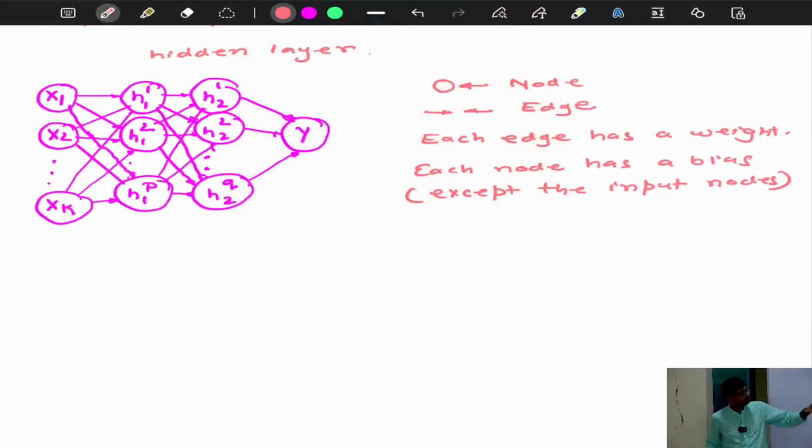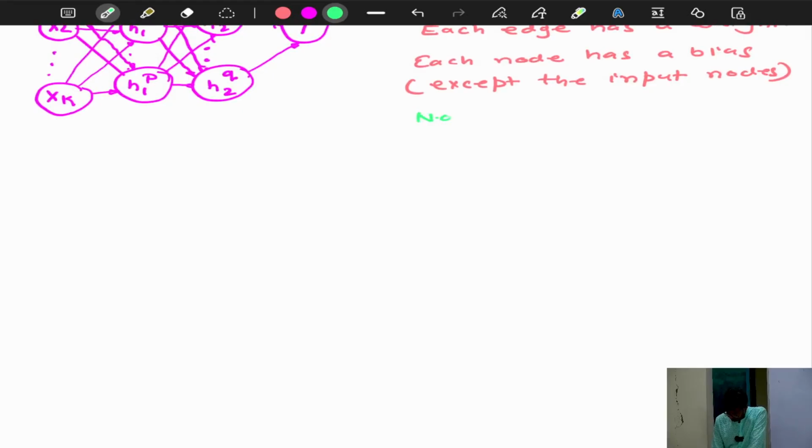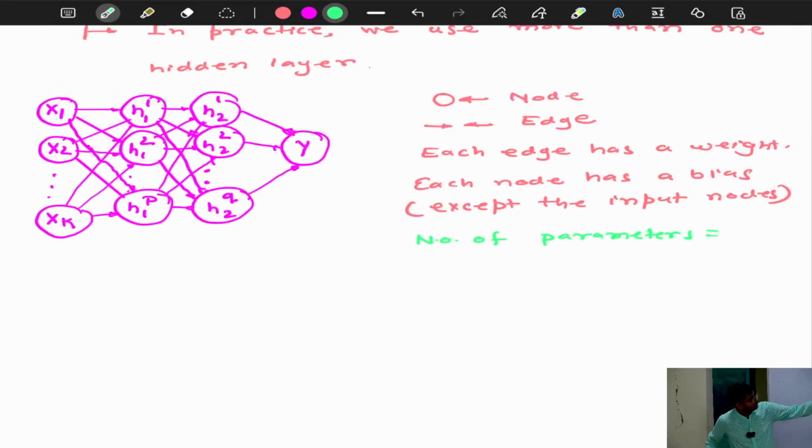So the circles are the nodes, neurons, whatever you call it. The arrows are the edges. Each edge has a weight, and each node except the input node has a bias. So based on this, can you tell me what is the number of parameters of this network? It is a small problem, right? Let us go step by step. Up to the first hidden layer, how many? Pk plus P, right?